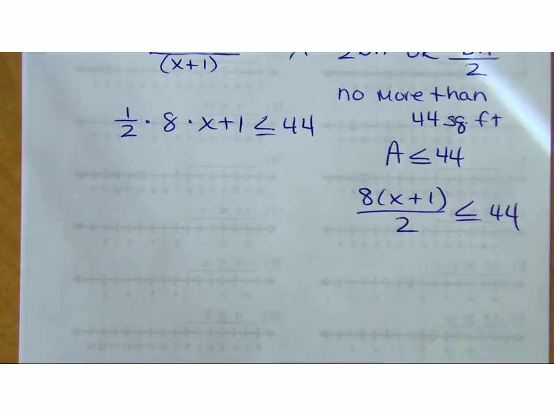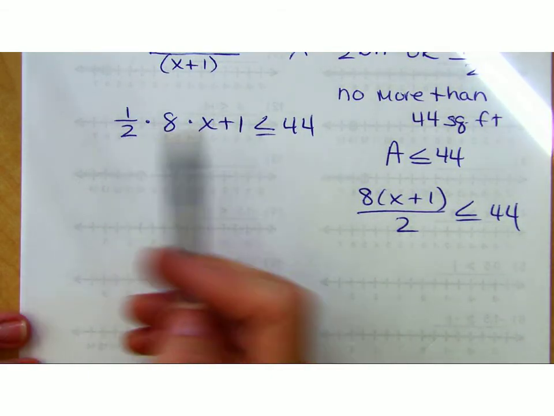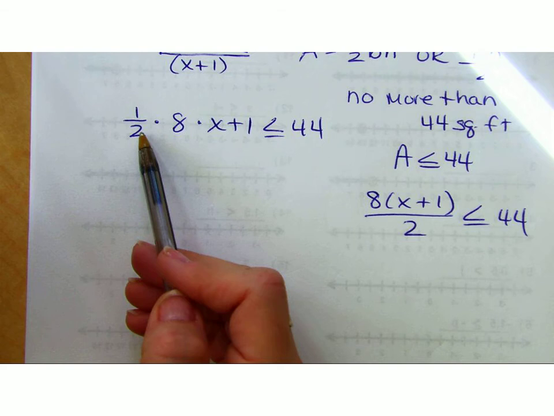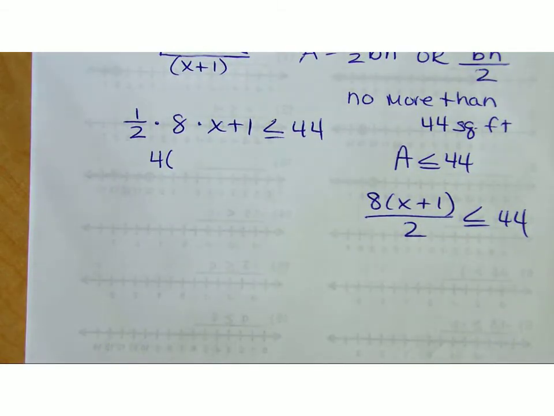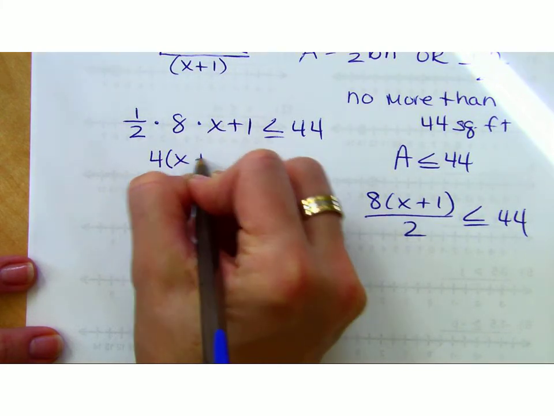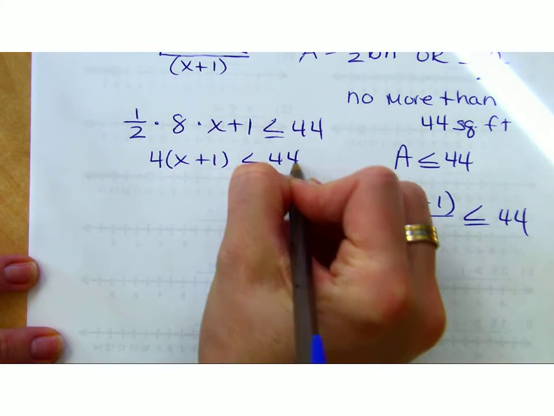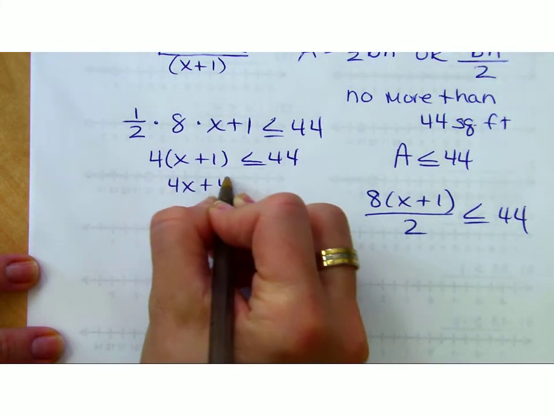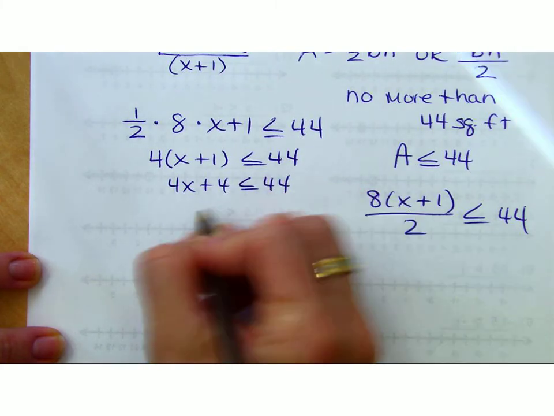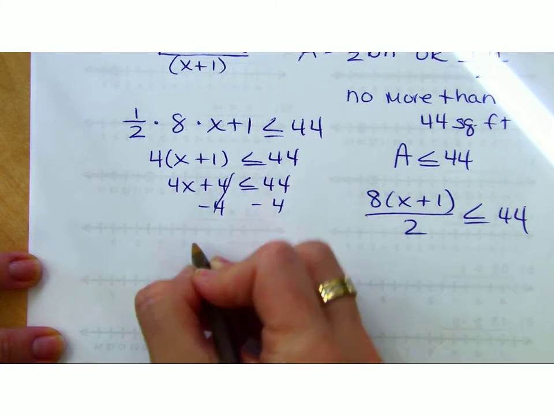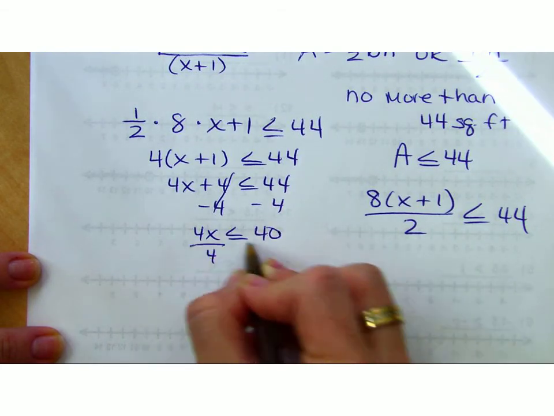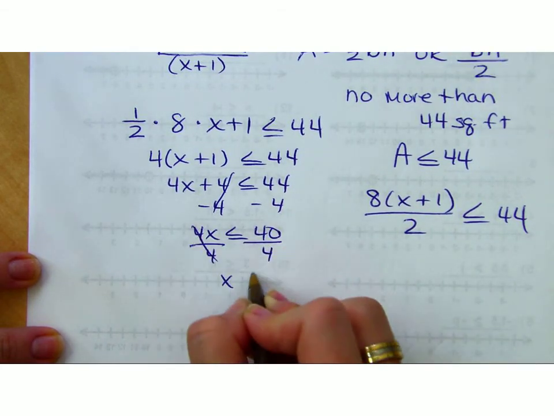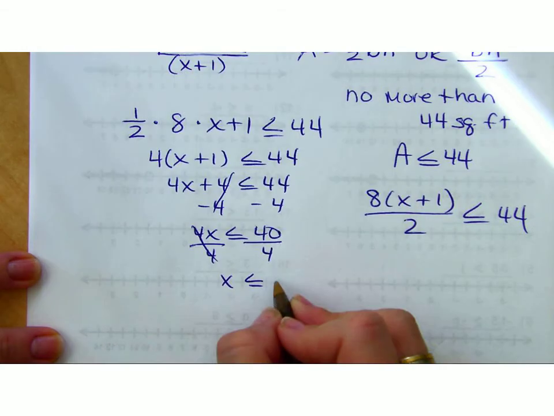So because multiplication is commutative, I can do any order that I want. I'm going to take half of 8 first. Half of 8 is 4. And now I've completely gotten rid of that fraction. I'm going to distribute this and get 4x plus 4. Lots of 4s. I'm just going to fly through this. You can go ahead and stay with me here. Okay. So I know that the x value here has to be less than or equal to 10.